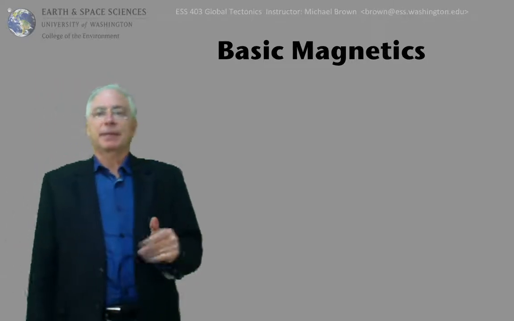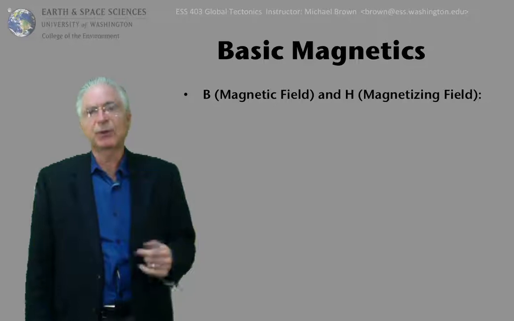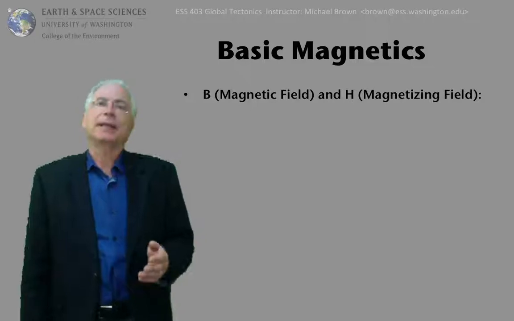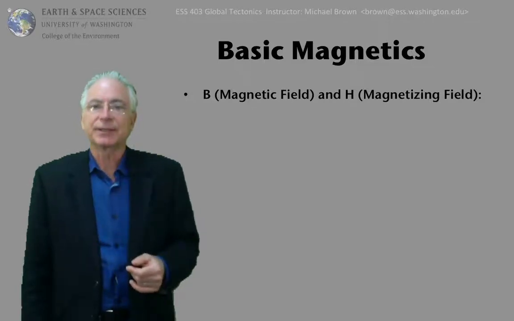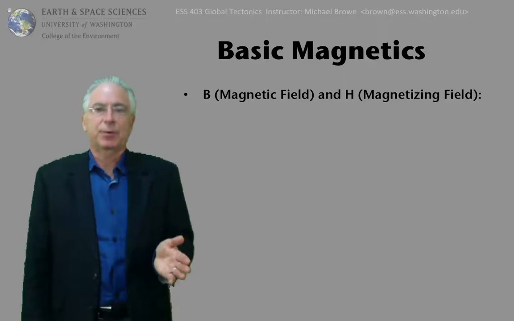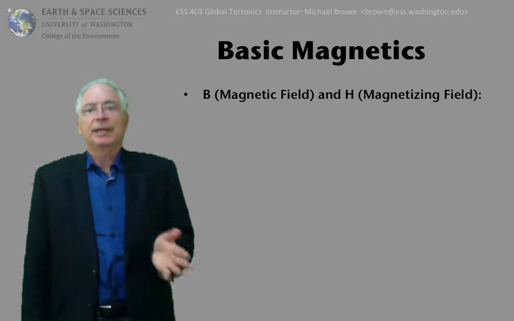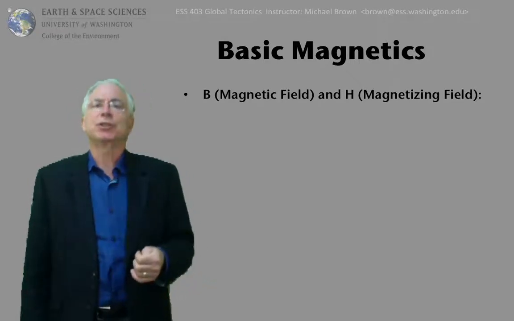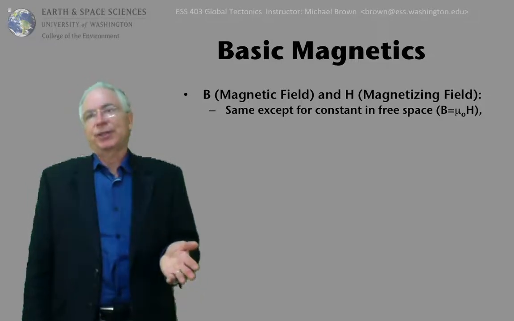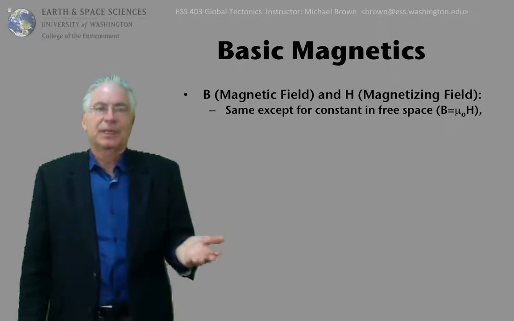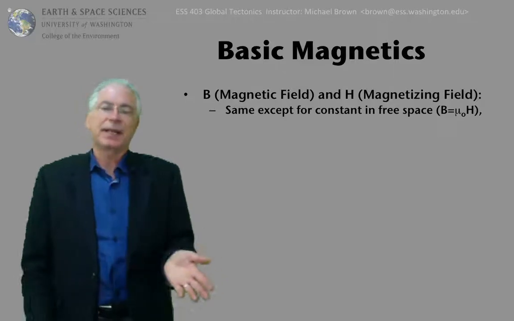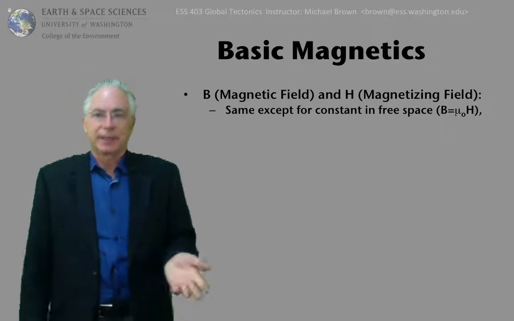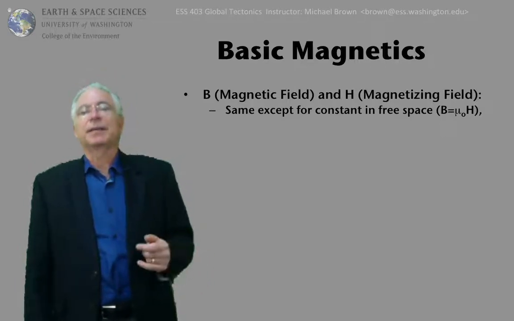Okay, let's go on to some basic magnetics. We use 2 symbols for magnetics. There's B, which is described as magnetic field, and H, which is called the magnetizing field. Now, unfortunately, in various textbooks and sources, you'll see either B or H called magnetic field. You have to look carefully to see which is which. The difference between B and H is subtle. Outside of magnetic materials, B and H are related by a constant, the magnetic susceptibility of free space. So B is equal to mu naught times H.